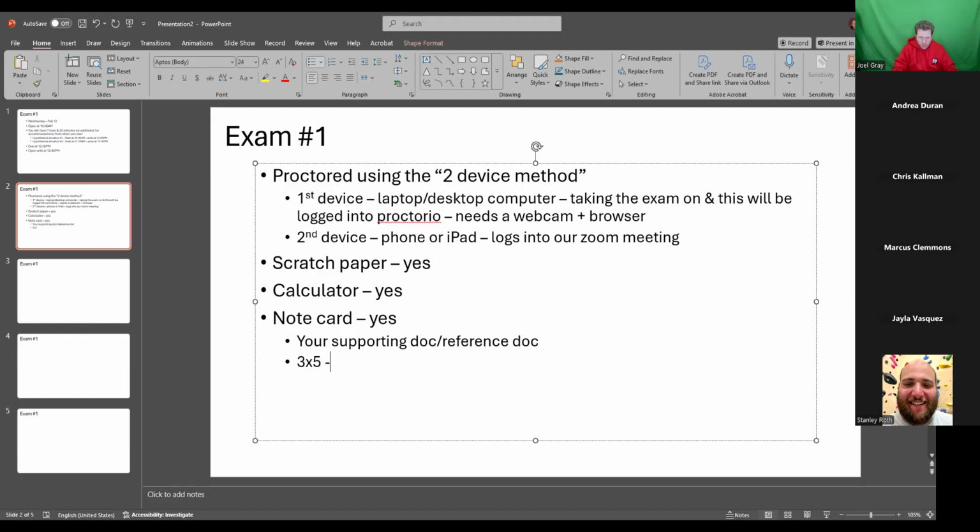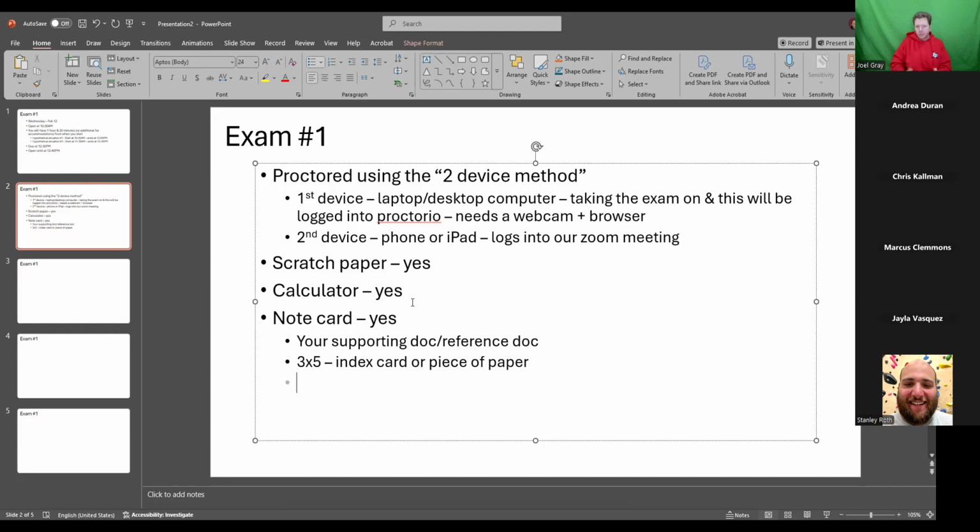So I'm going to add here: index card or piece of paper. I like the index cards because the paper is a little bit thicker than regular printer paper, so it kind of stands up and is less likely to drift away and float away. I don't think anyone's going to be taking their exam at the beach or expecting gusts of wind or anything, but that's what you've got.